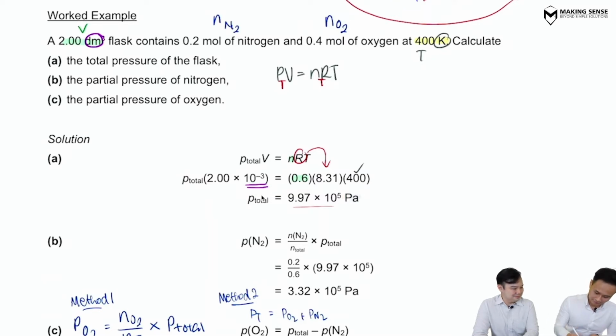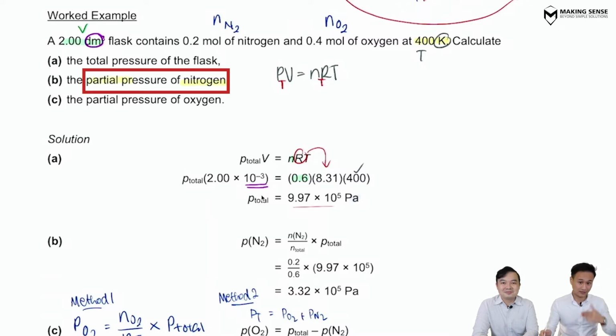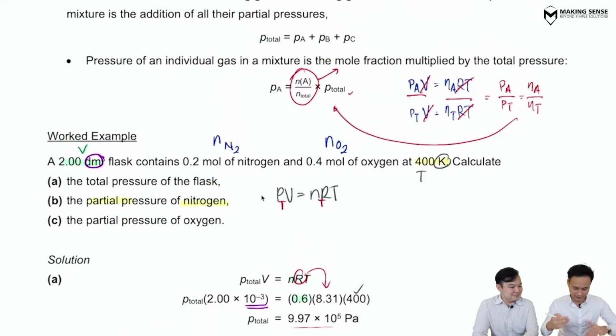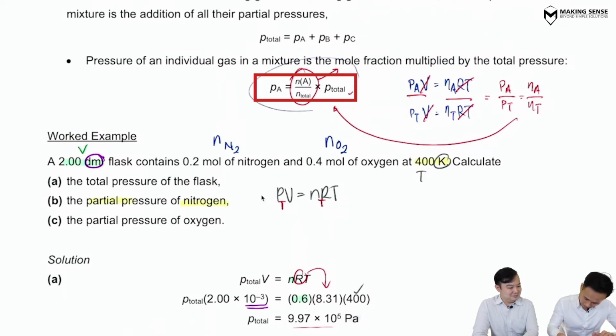Now, next, we're going to have partial pressure of nitrogen, and like what Mr. Long mentioned to us just now, we're just going to use the partial pressure formula. So take a look. I'm going to bring this down.